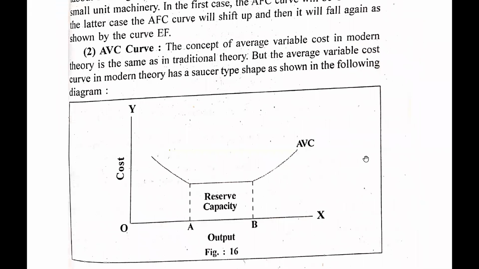So guys, what is this area from point A to B? It is known as reserve capacity. If the company is producing within this range of units, its average variable cost will remain the same. And if the company increases its production, it will get a similar, or common, average variable cost, because this is its reserve capacity.